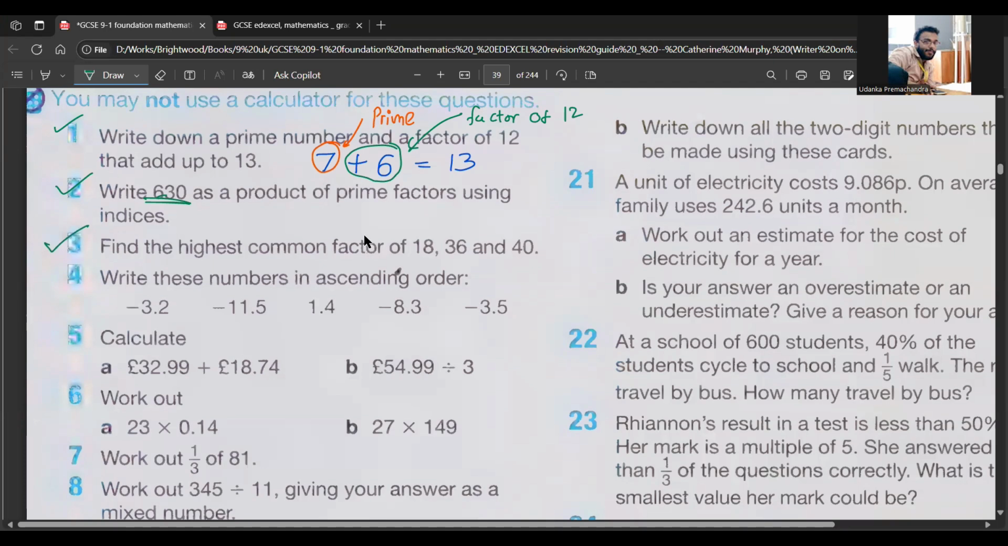You have to write this one as what? Ascending order. Smallest to largest. What is the smallest value? Minus 11.5. Here the smallest value. Second is smallest, minus 8.3. Next one minus 3.5. Minus 3.2. And largest one is plus 1.4. That's correct, no? That one is easy. I think you already know.